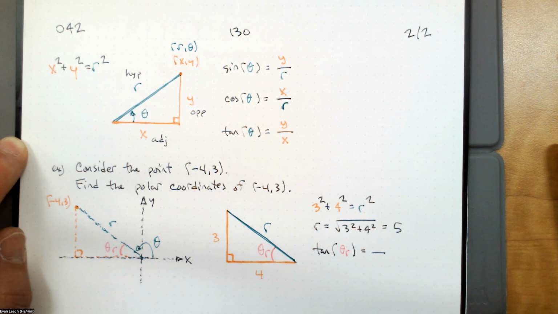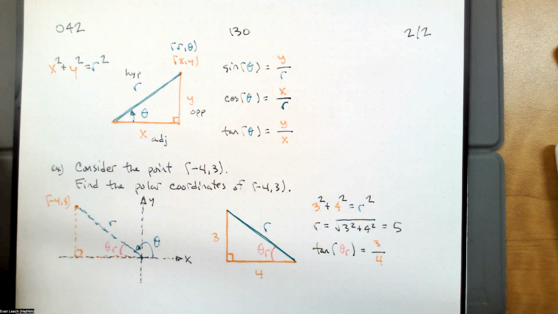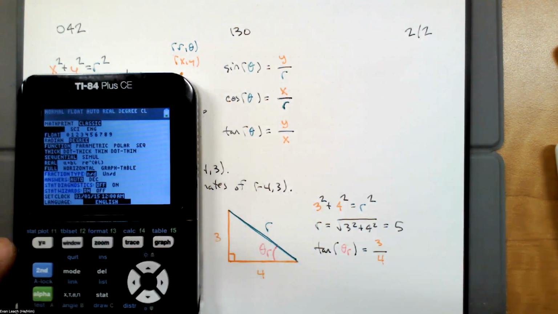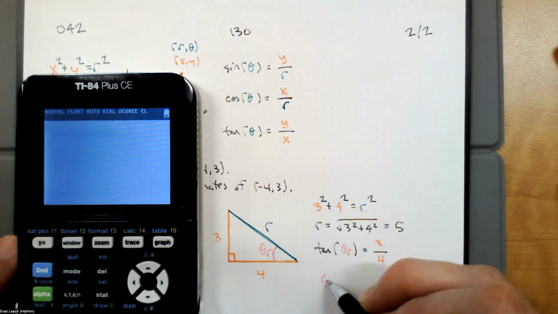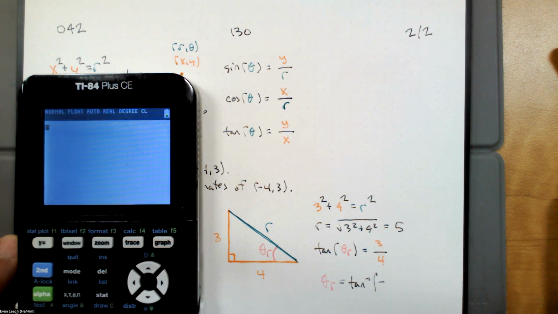So I could set up a tangent of the reference angle as the opposite over adjacent. If I want to know what the reference angle is, I can just tangent inverse my way to the reference angle. I'll get my calculator. So our reference angle is tangent inverse of 3/4.